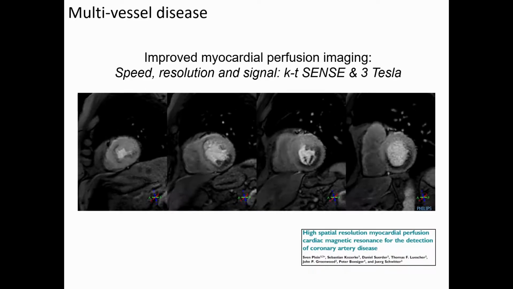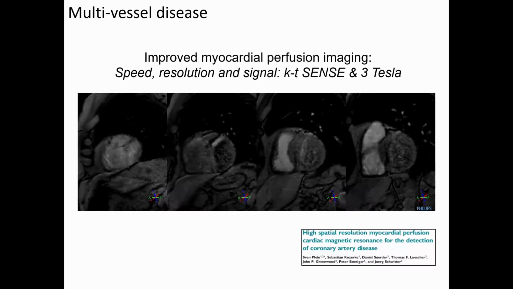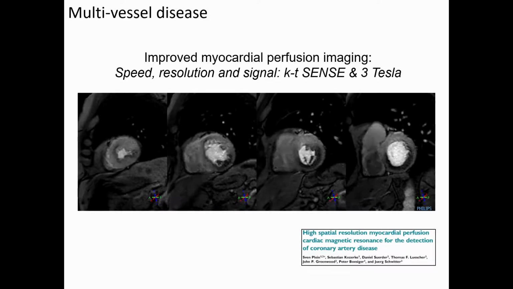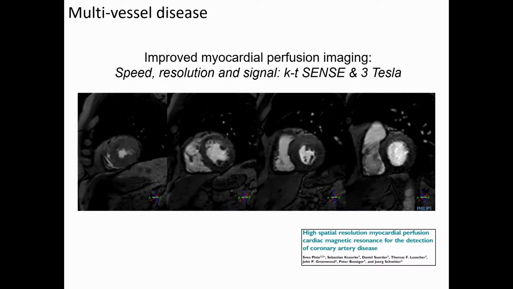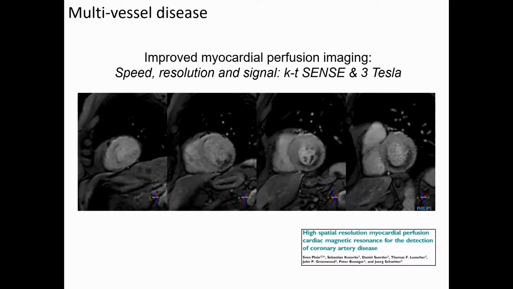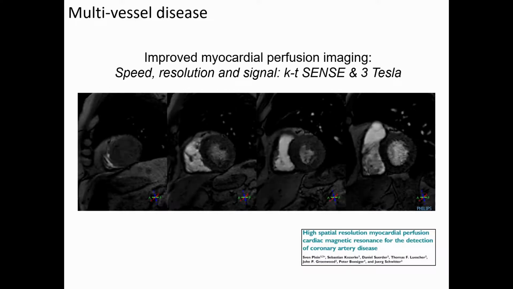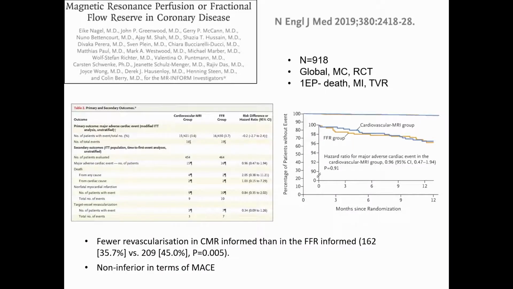Compare that to MPS SPECT, where the spatial resolution is around 8 to 10 millimeters. So probably in SPECT only 1 or 2 pixels across the myocardium. We can see tiny little areas. So it's really good at picking up multivessel disease, which we know is prognostically important.